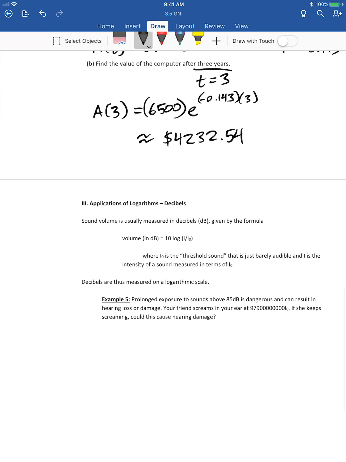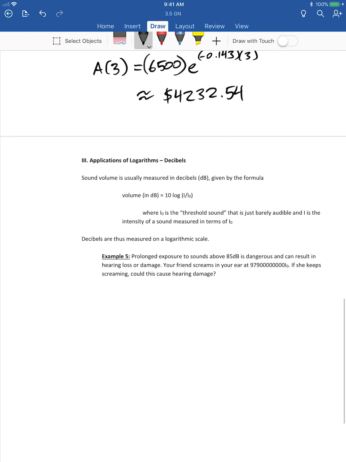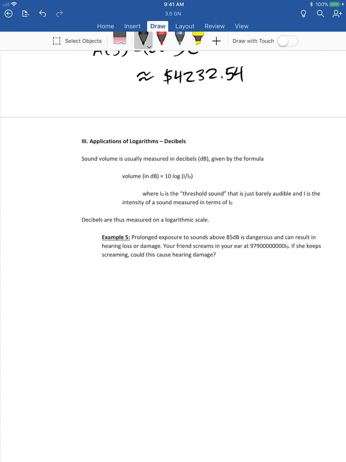All right. One more application. This time we're looking at applications of logarithms because there are a number of them. We've talked about a few in class, at least I've mentioned them before. Today we're going to go through an example using sound. I'm sure we've all heard the word decibel. Sound, or at least volume, is usually measured in decibels, given by the formula: volume in decibels equals 10 times the log of I over I naught, where I naught, I sub 0, is the threshold sound that is just barely audible.